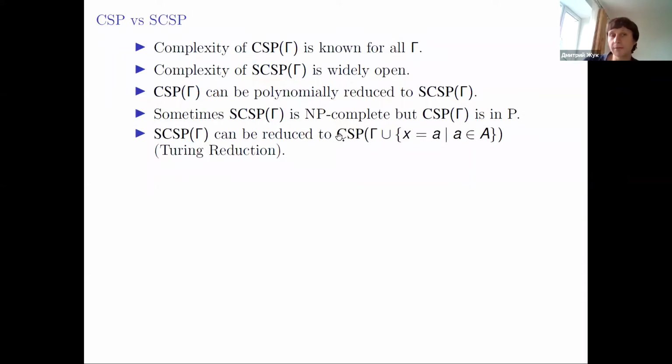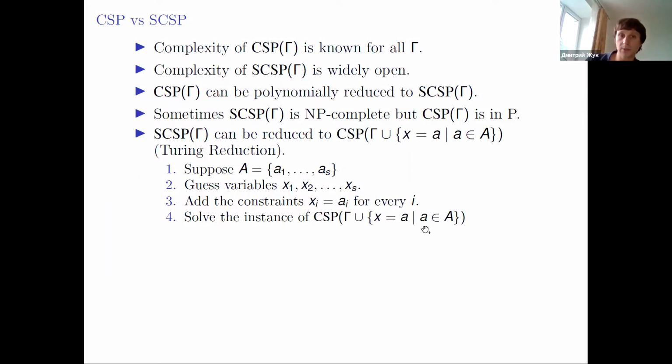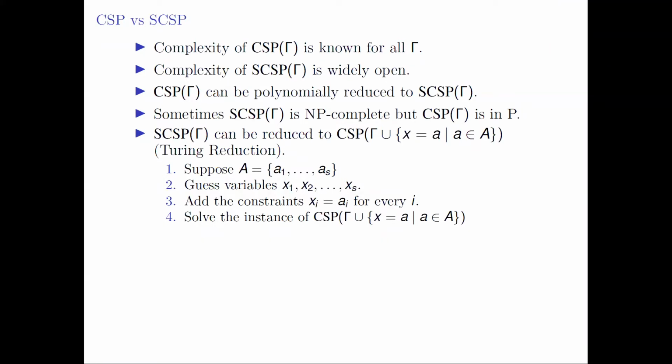Okay, another simple and even trivial reduction is like this. Surjective CSP can be reduced to CSP over the same language, but here we need all constant relations. This is a Turing reduction, and this is really a simple reduction. I will explain how it works. Assume that we have elements A1 and so on AS in our domain. So first we just guess variables taking these values, A1 and so on AS. We add these constraints, and then we solve the instance over gamma with all these constant relations. So what we actually do, first we just guess variables taking all different values from the domain, and then we just solve CSP. It's clear that we have only polynomially many guesses for the variables because our domain A is fixed. And that's how this Turing reduction works.